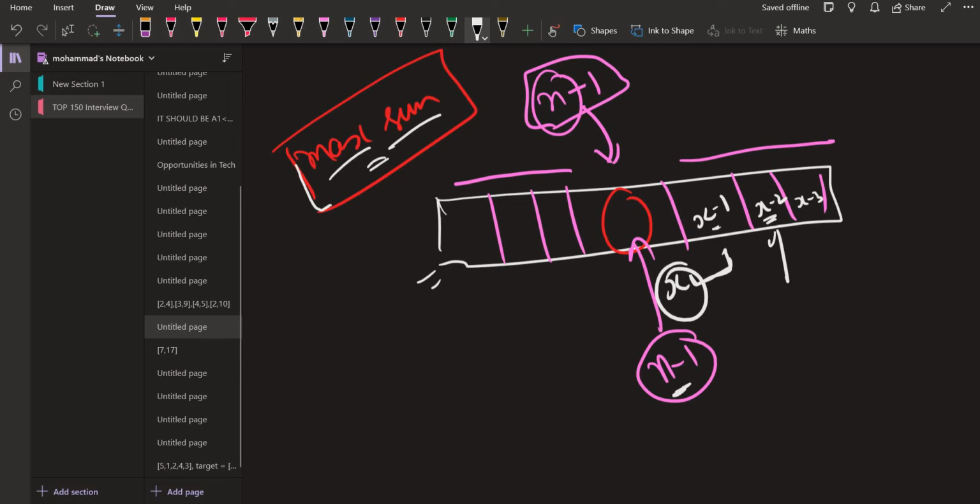Similarly here also, at this position I had two options. Like, if I use x minus 1, I will have two options.